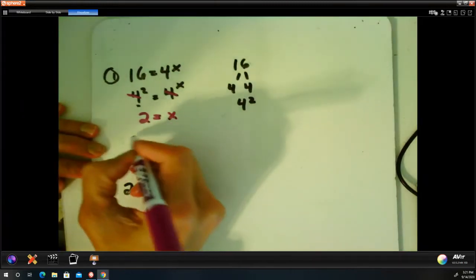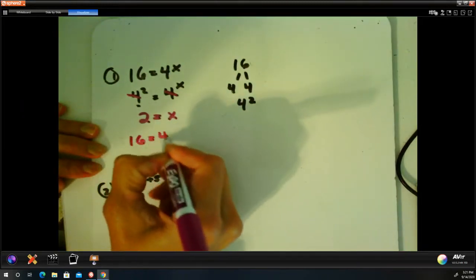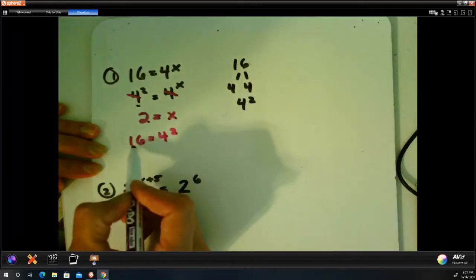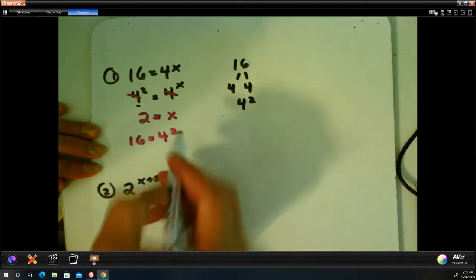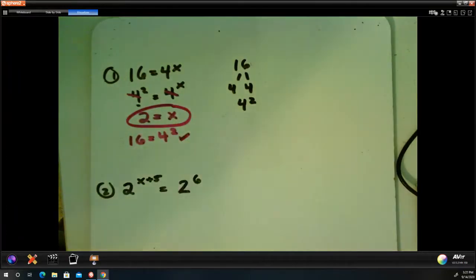So I'm going to check my work. Whenever you check your work, you want to sub it into the original. So does 16 equal 4 squared? That's true, so I know that this is my answer.